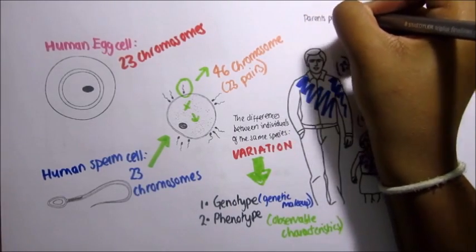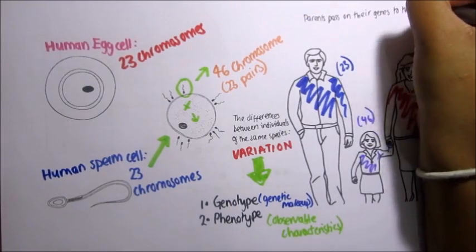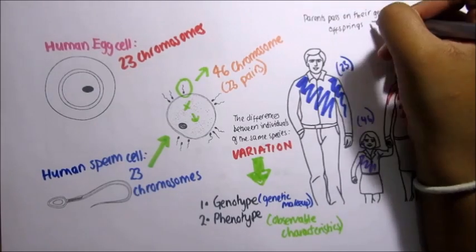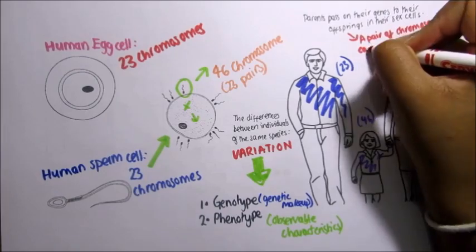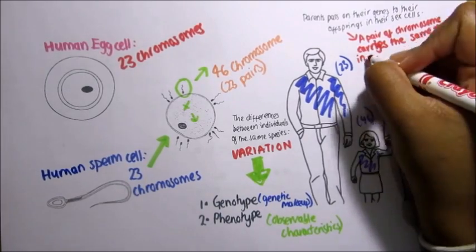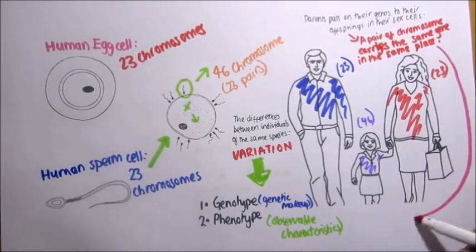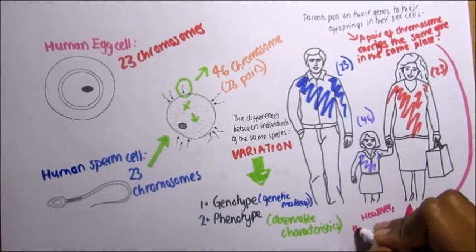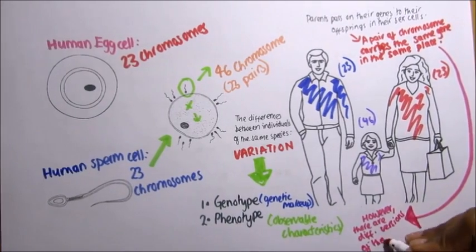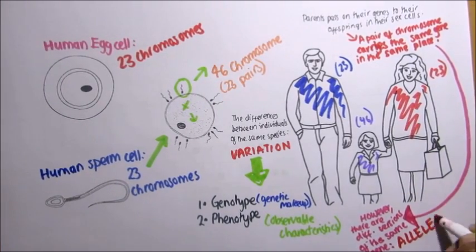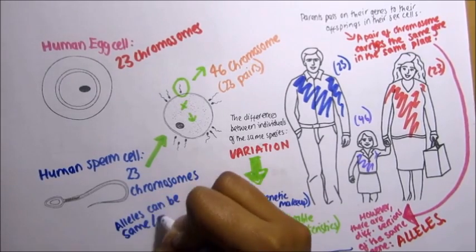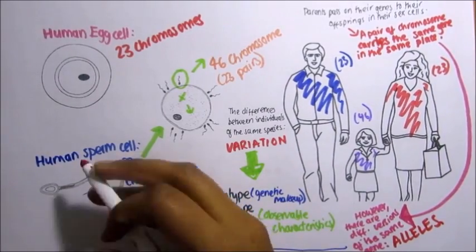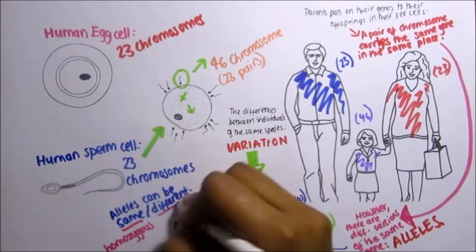Now, parents pass on their genes to their offsprings in their sex cells. A pair of chromosomes carry the same genes in the same place on each chromosome within the pair. However, there are different versions of a gene called alleles. These alleles may be the same or may be different. Same alleles are known as homozygous and different alleles are known as heterozygous.